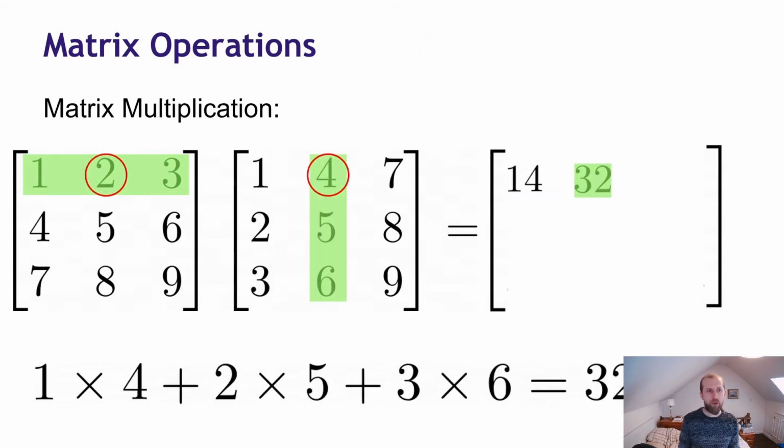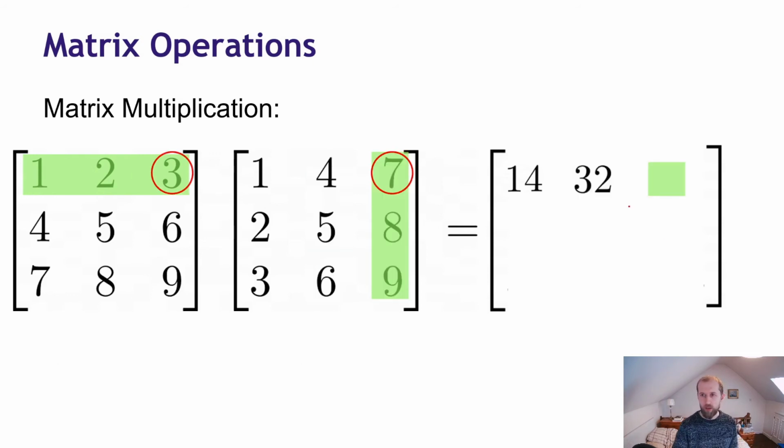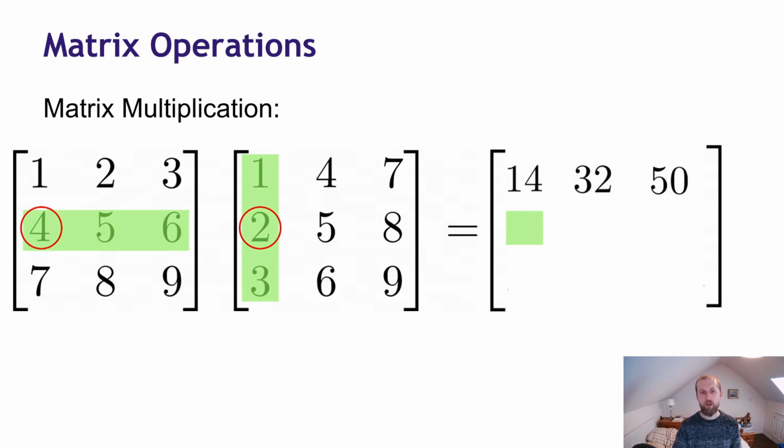So for the next one we do exactly the same thing. Because this highlighted row intersects with the highlighted column at this point, that's the place where we need to put this calculation in the output matrix. We do 1 times 4 plus 2 times 5 plus 3 times 6, which is what we've got here. That becomes 32, and we can do the same for the next row and column, and then we do the exact same thing but we move down a row.